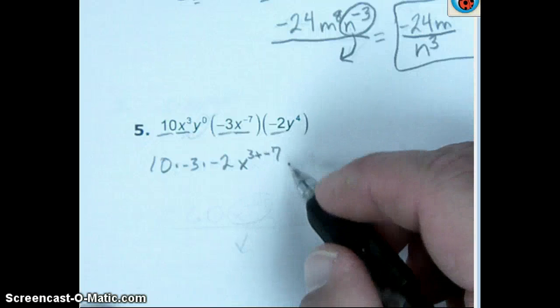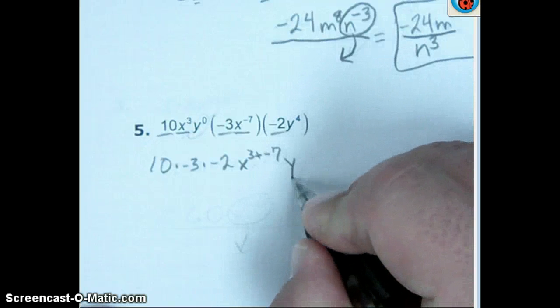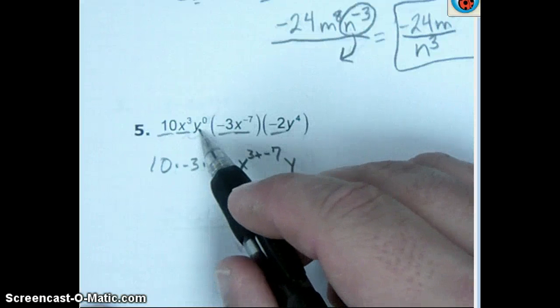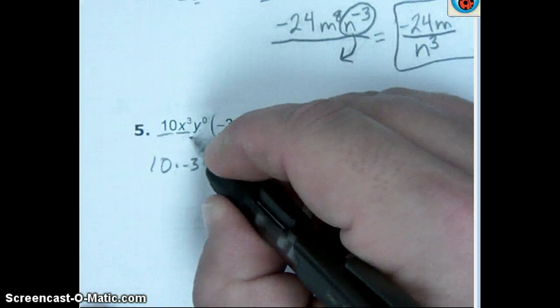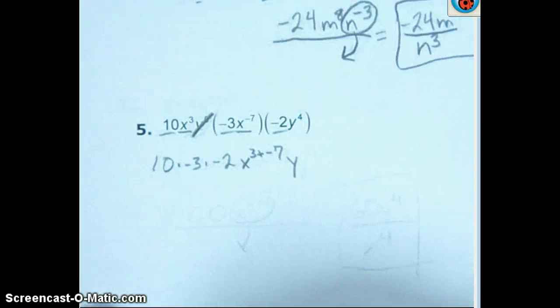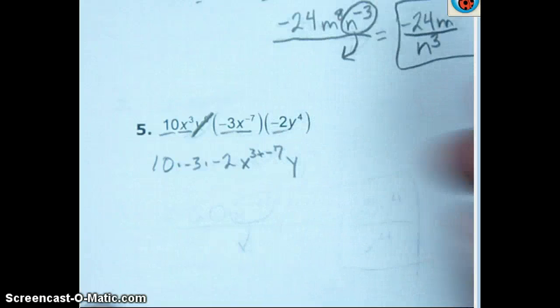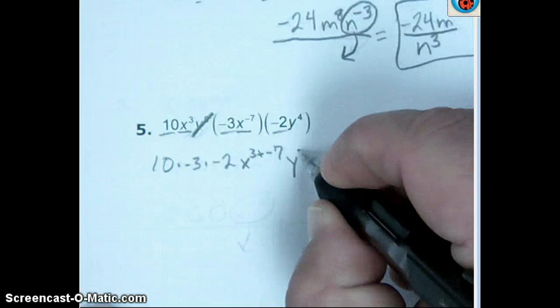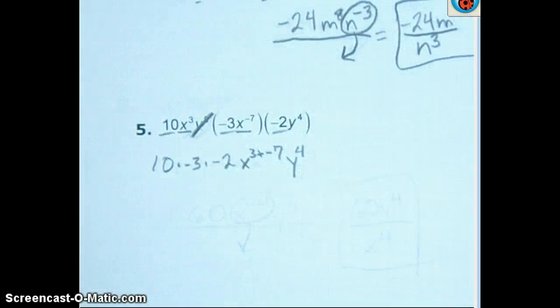Then I want to look at powers with y. Now look at this one. That is a 0 exponent. We can go ahead and cancel him out right now. Go ahead and do it right now. You don't have to wait till the end. So the only one that has a y with an exponent is this guy. So just put him down there.